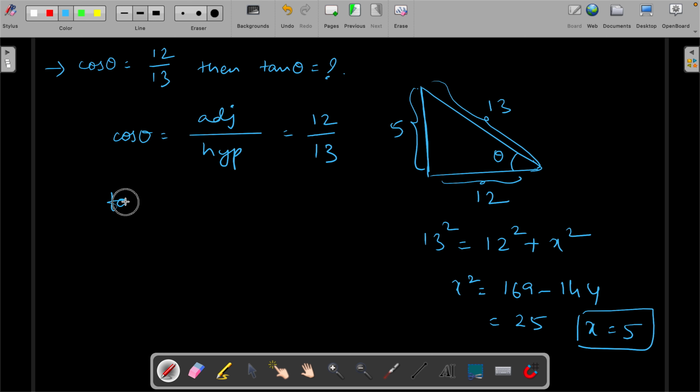What is tan theta? Opposite side by adjacent side, which is nothing but 5 by 12. So this is the answer.